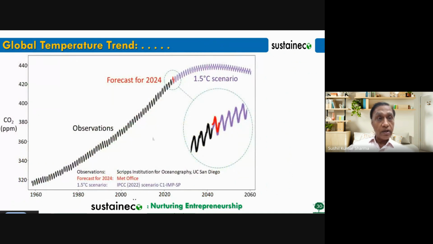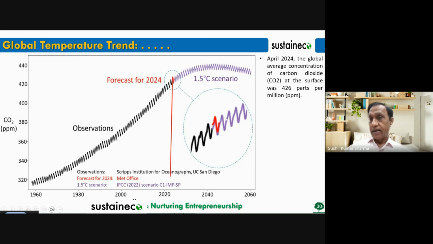Here is the overall global temperature trend, and forecast for this year is magnified, which shows that during this period we are likely to breach the 1.5 degree centigrade scenario, which I have already stated. Now, April 2024, the global average concentration of carbon dioxide was 426, which has increased to 427. This was a record high and a 15% increase from the average levels in February 2000.